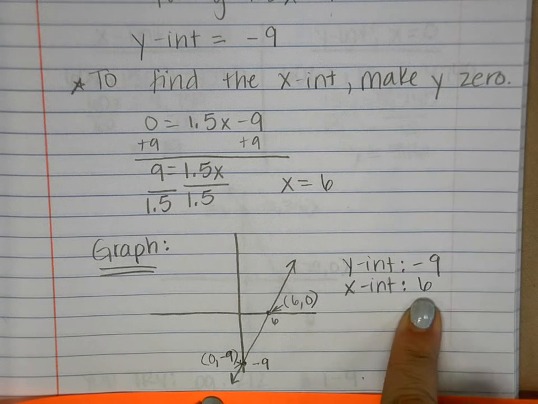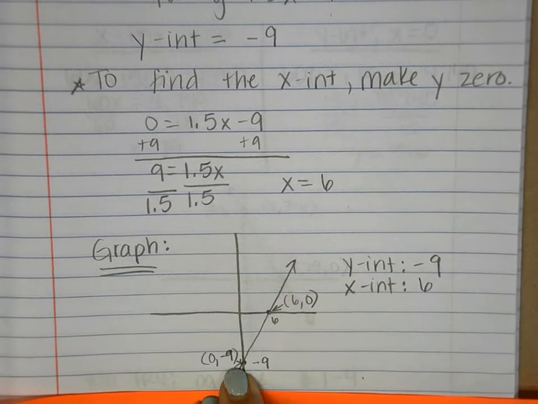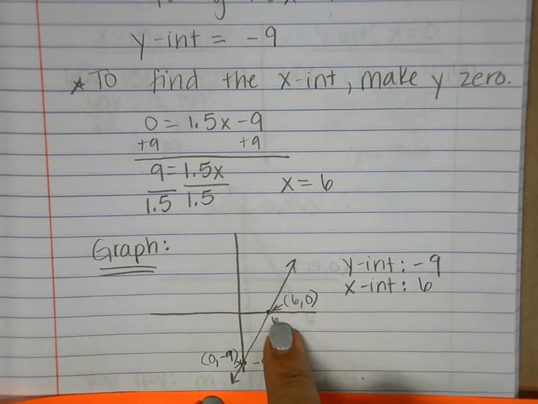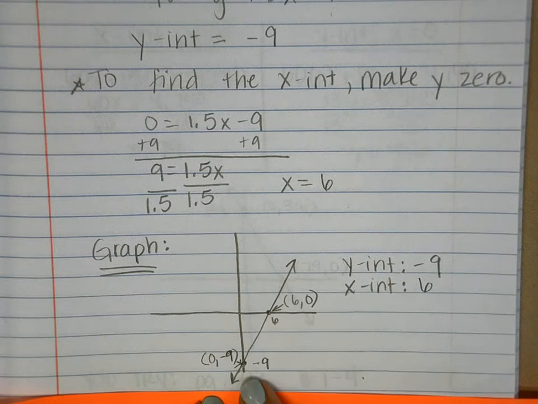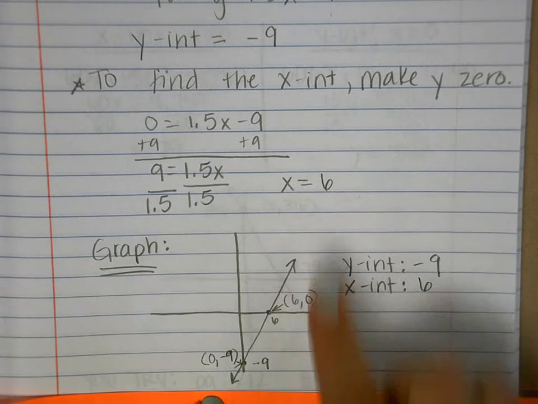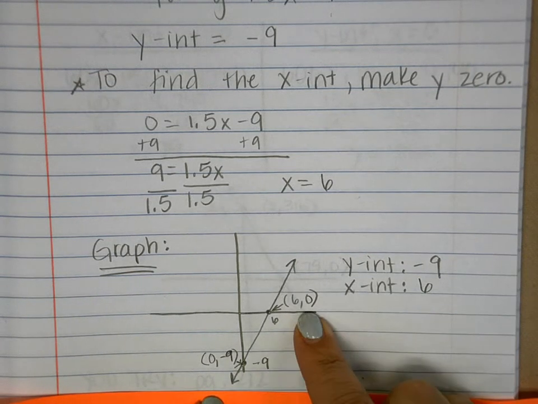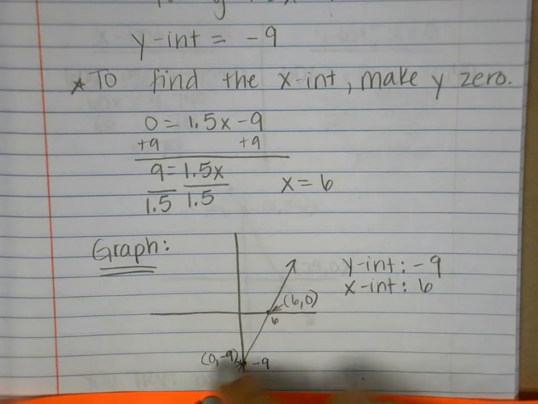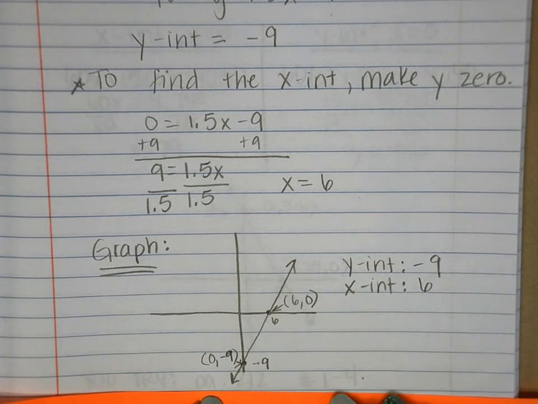I have negative 9 and 6. I know that the negative 9 is on the y. And I know that the 6 is on the x. And I just put 2 dots, connect the lines, and I can write the points as well. So that you can see the zeros in there. It's kind of important that you know that those are zeros.